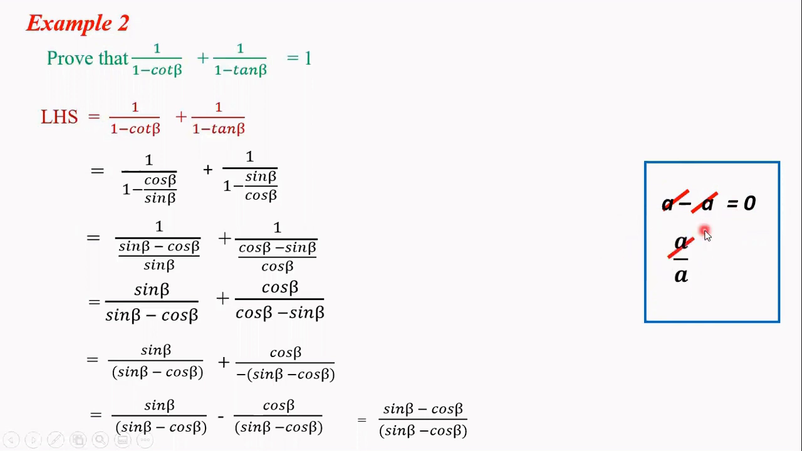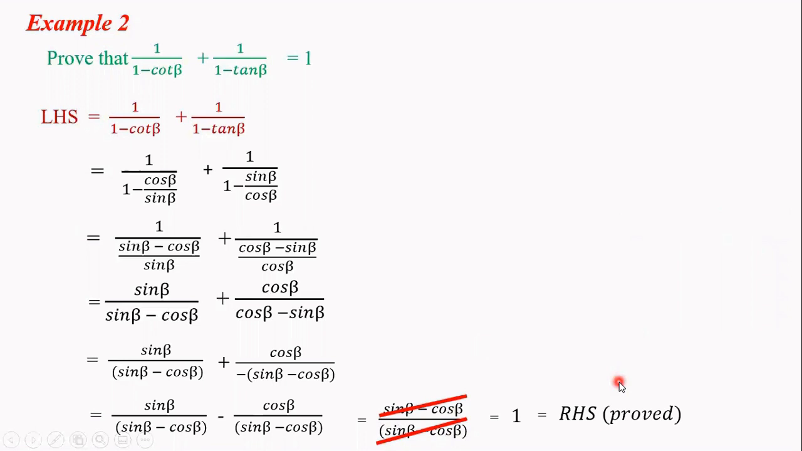But if we cancel numerator and denominator, our answer is 1. So here numerator and denominator are exactly the same. We can cancel numerator and denominator. So we have the answer 1, which is the right hand side. Hence the given identity is proved.